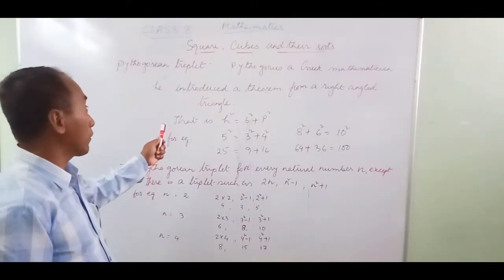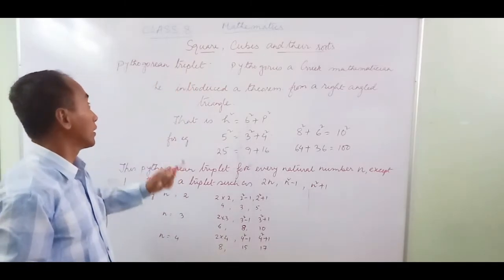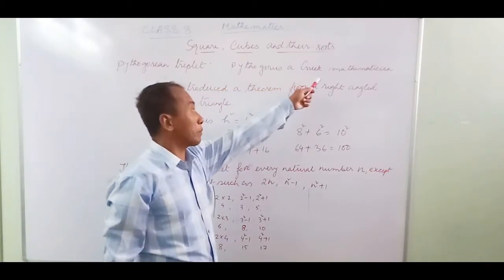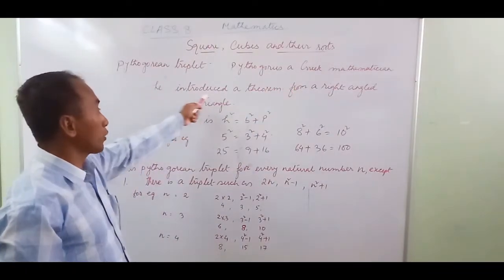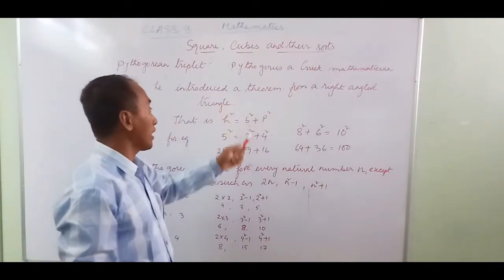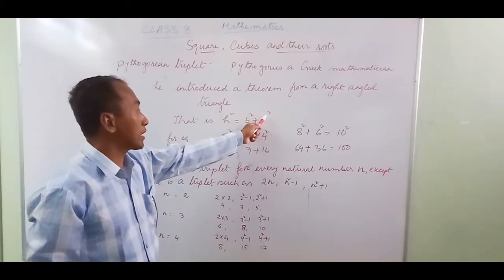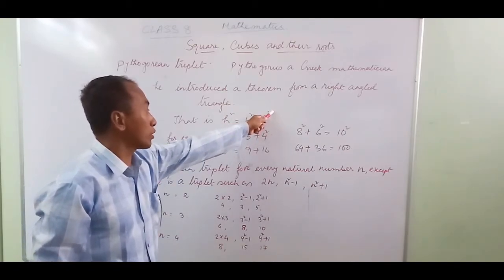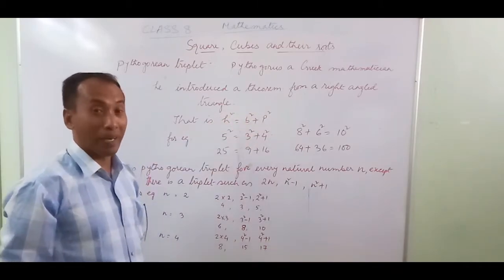The next topic from this chapter is the Pythagorean triplet. How does this Pythagorean triplet come? Pythagoras was an ancient Greek mathematician. He introduced a theorem for a right angle triangle: hypotenuse square equals base square plus perpendicular square. So here we get 3 quantities, that is why we call it a triplet.